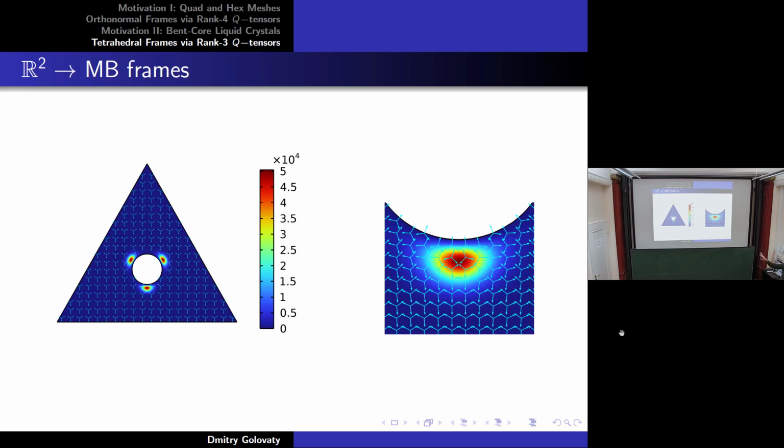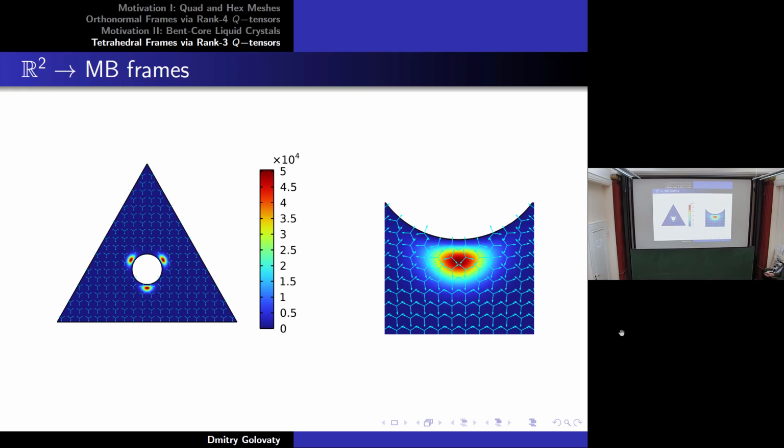Again, same idea that I want the frame to have one vector on the boundary which is perpendicular to the boundary itself. So if the domain is a triangle, then of course there is no hole. Then simply a constant frame field is going to be an energy minimizer.